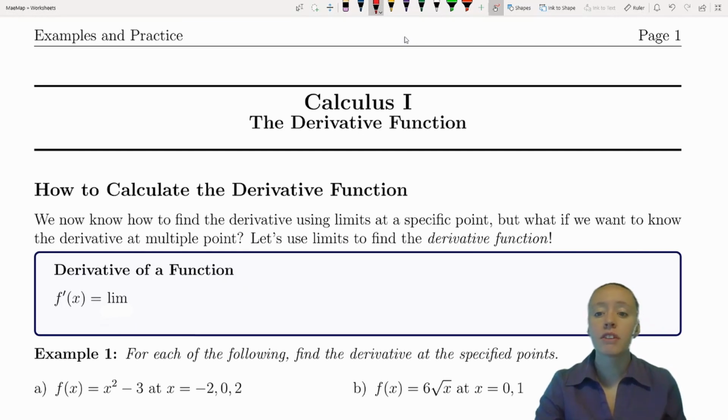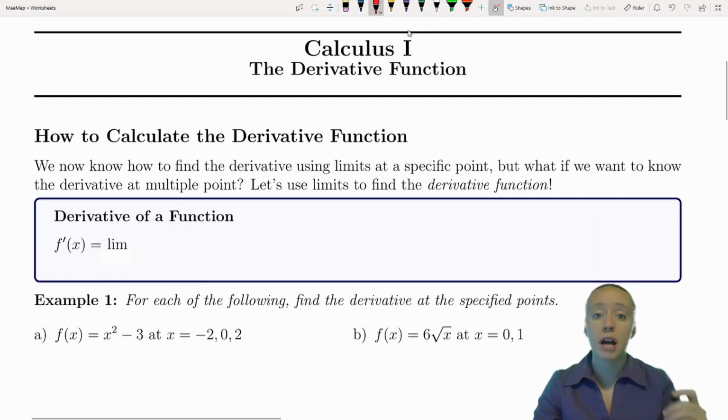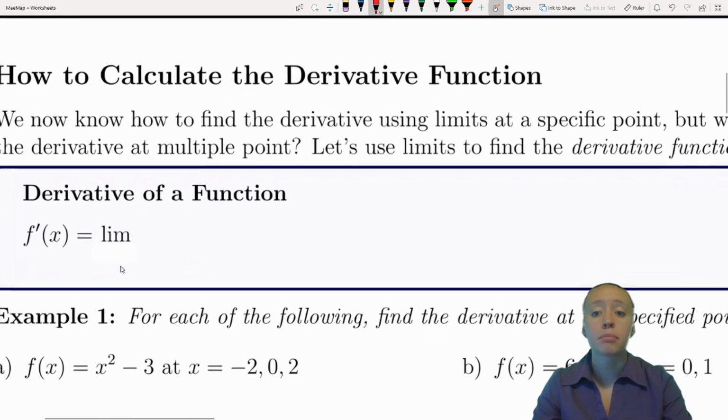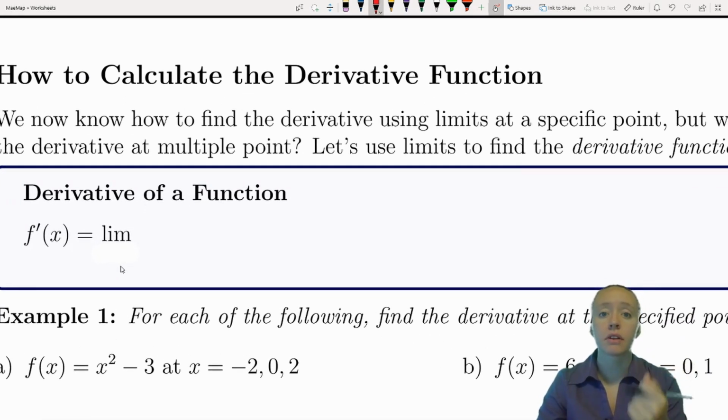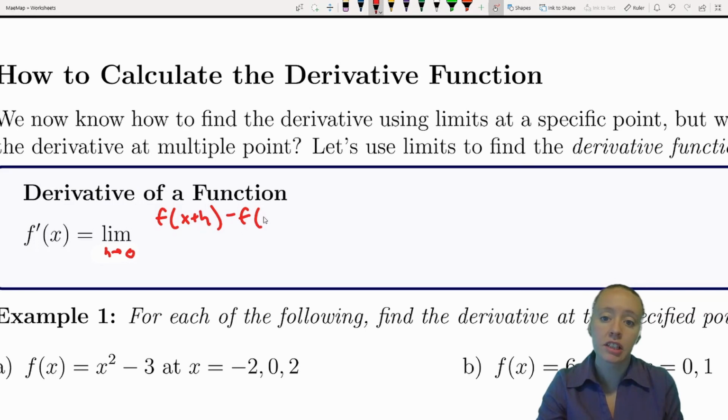And the derivative of a function is f prime of x. Remember in the previous video, we were talking about f prime of a, where a was the point value we wanted to find the derivative at. However, f prime of x is going to be some derivative function, and that's going to be the limit as h approaches 0 of f of x plus h minus f of x all over h.